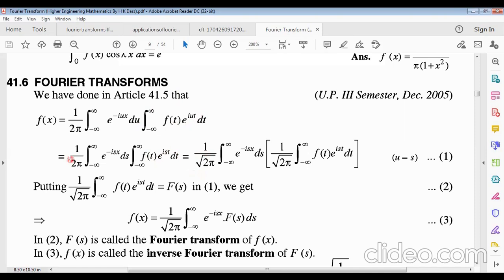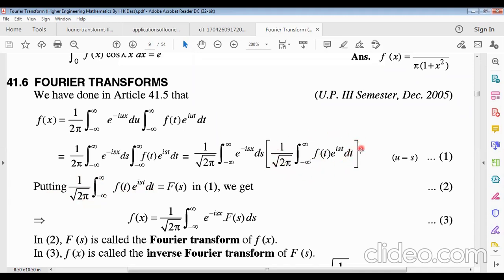So 1 by root over 2π, integral from minus infinity to plus infinity of e to the power isx ds, times 1 by root over 2π. That means 1 by root over 2π multiplied by 1 by root over 2π gives only 2π. So just separating this multiple integral into two parts. So 1 by root over 2π, integral from minus infinity to plus infinity of f of t e to the power ist dt. This integral, now putting 1 by root over 2π, integral from minus infinity to plus infinity of f of t e to the power ist dt, that means this equals f of s.